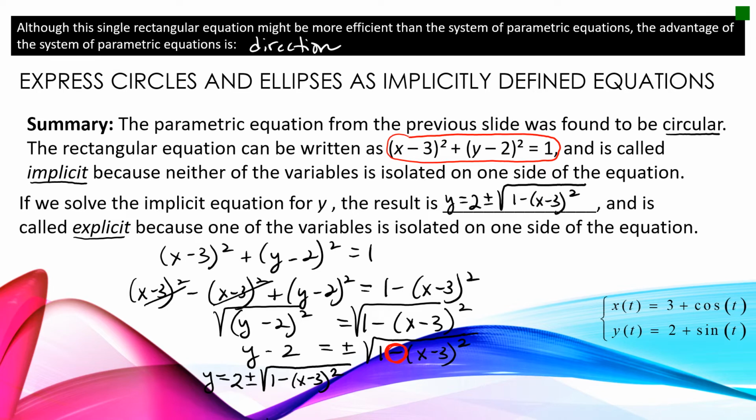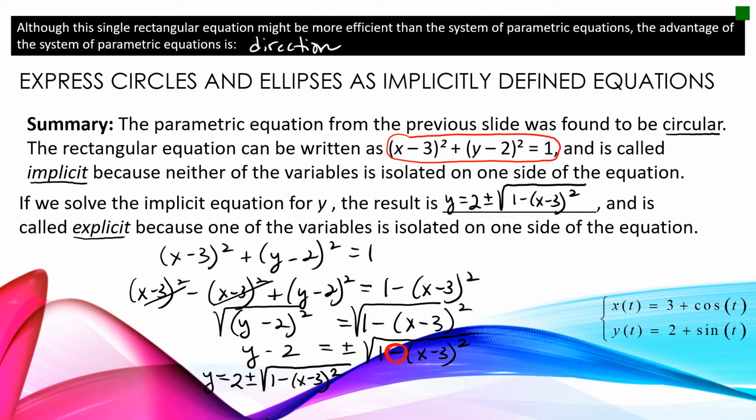So why do you think this is so much more complicated? Well, if the original equation x minus 3 squared plus y minus 2 squared equals 1 actually is a circle, is that something that we could input to our calculator in function mode? And the answer is no, because a circle is not a function. A circle would not pass the vertical line test.